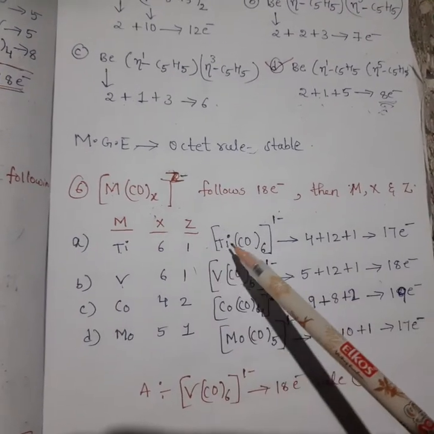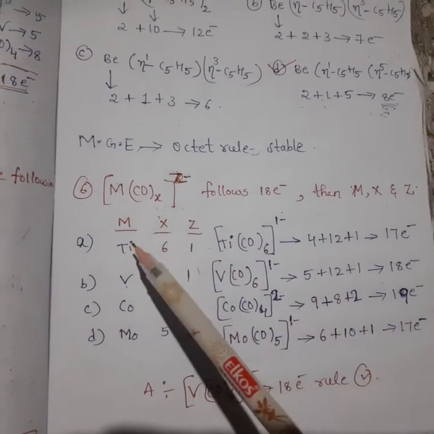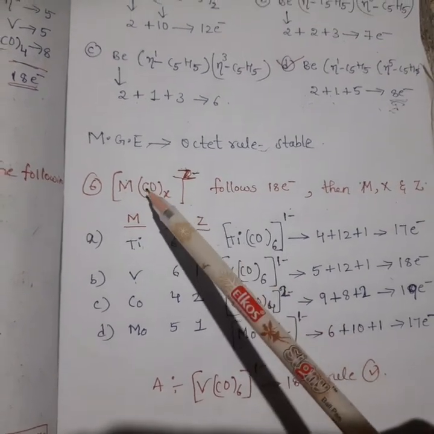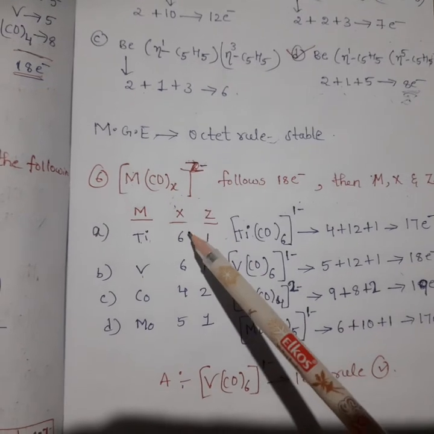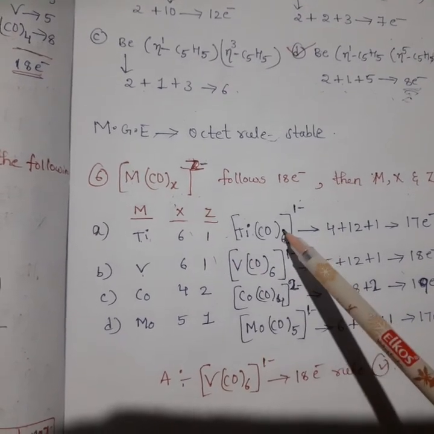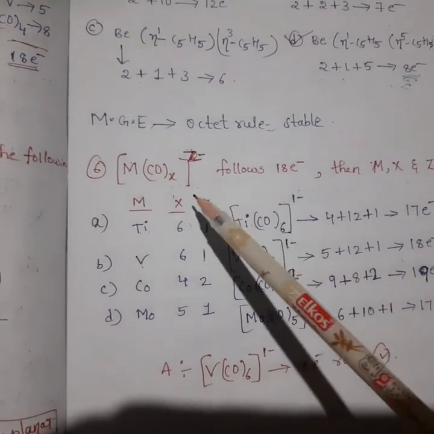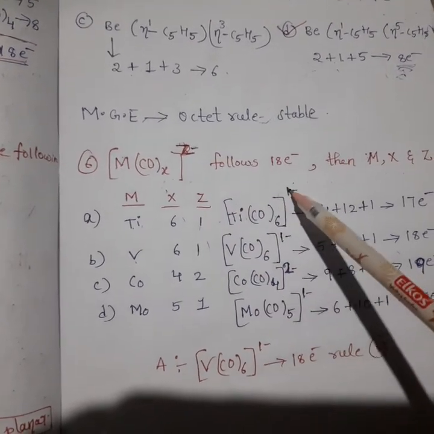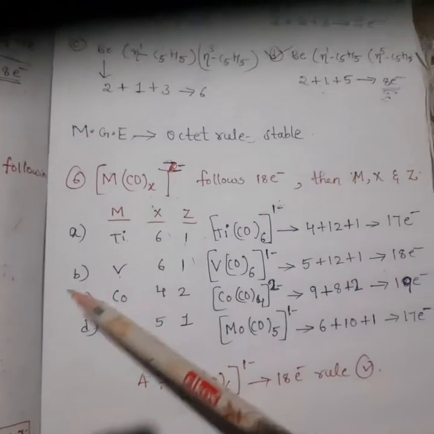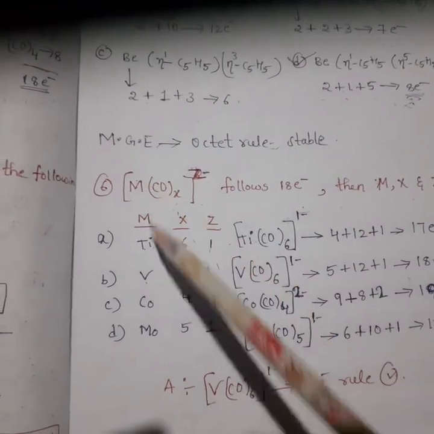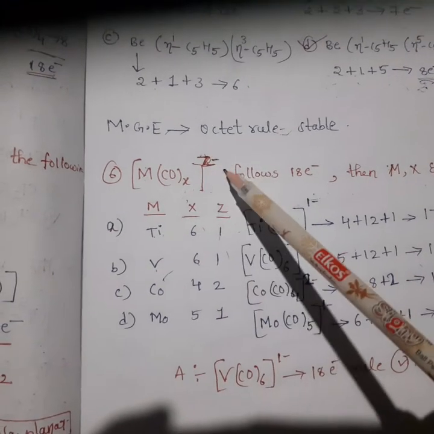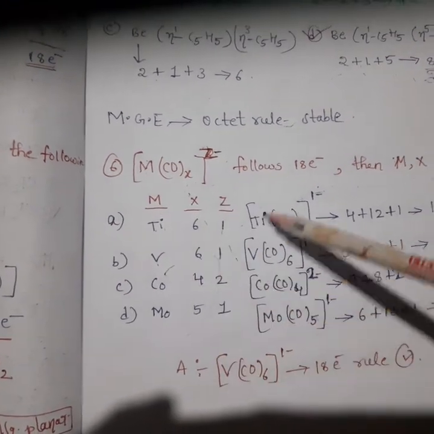Okay, let's substitute. See, in place of M we have to insert titanium. And in place of X, 6. So in place of X I have inserted 6. Next, in the Z place we have to keep 1 minus. So yes, the same thing, friends, here also. In place of M, vanadium. In place of X, 6. In place of Z, 1. Like that we have to substitute in all these cases.